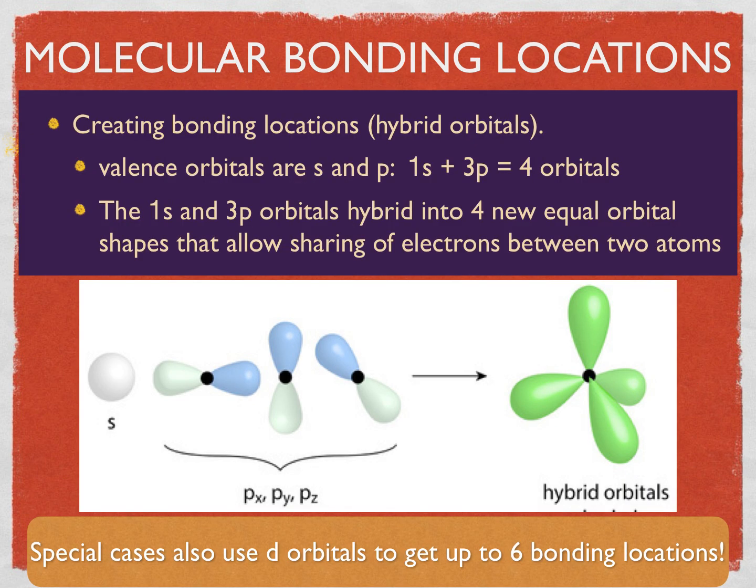Now, last chapter, we learned about orbitals, the s orbitals and the p orbitals, and how they reside around the nucleus of an element.